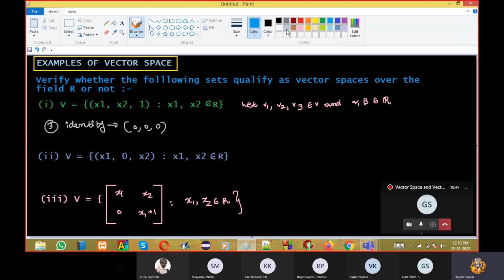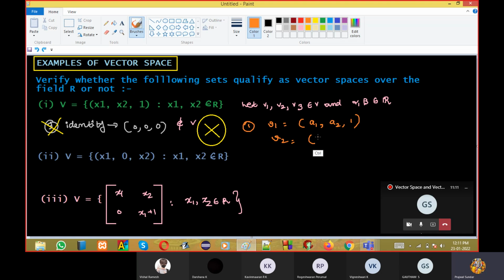If you observe carefully, the identity vector is not a part of the vector space. So we can say that the third condition is not satisfied. Because one condition is not satisfied, you can say that this is not a vector space over the given field. Even the first condition you can solve as Gautam said. Let v1 be (a1, a2, 1) and v2 be (b1, b2, 1). Adding both, v1 plus v2 will be (a1 plus b1, a2 plus b2, 2).